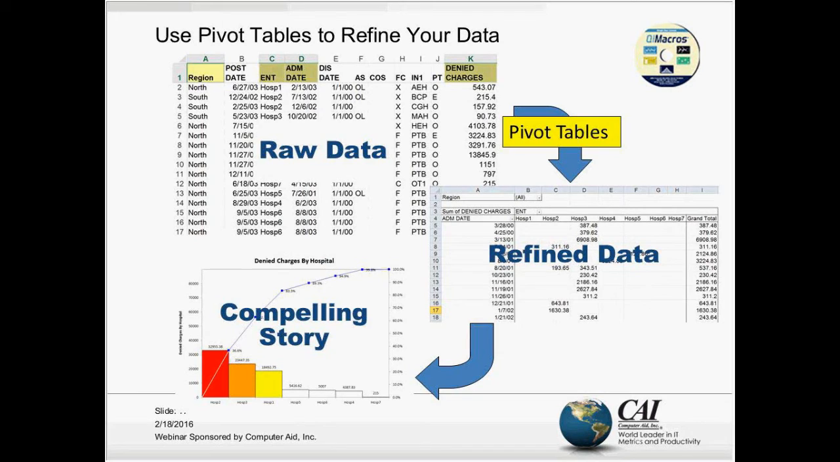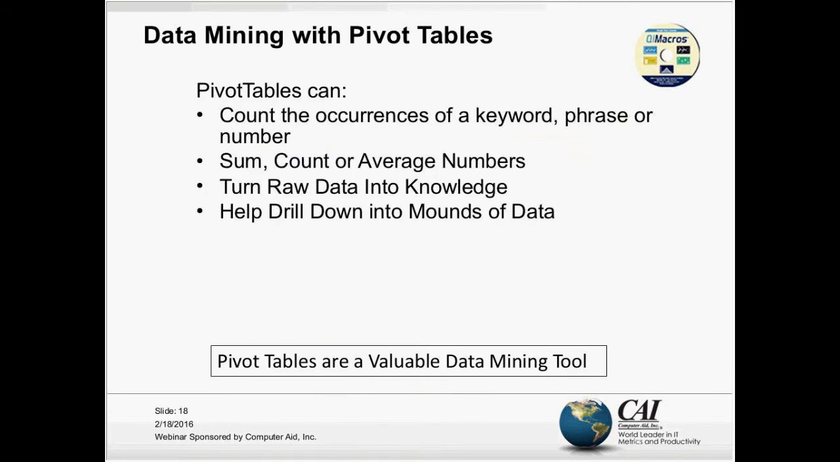So that's what we want to do. We want to learn how to do that. So this is data mining. You've heard about data mining, but pivot tables will let you do that. Pivot tables can count the occurrences of a keyword or phrase or number. So if you have a type of defect, it'll count that and summarize all that for you. It'll sum or count or average numbers, dollars. So in the case of denied claims, we're looking at dollars lost.